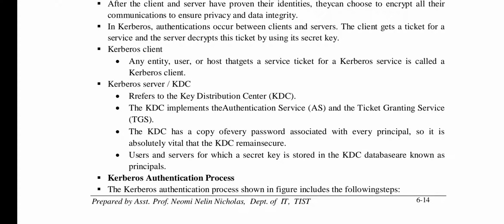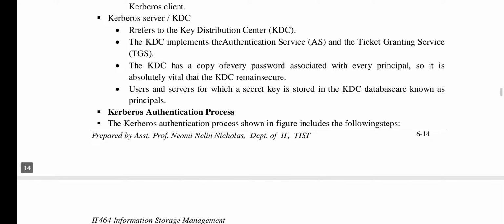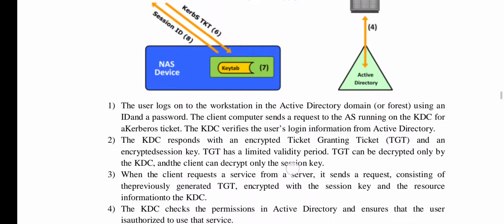Now, what is a principal? Users and servers for which a secret key is stored in the KDC database are called principals. Principals are nothing but users and servers whose secret key is stored in the KDC. So how is the process done? It has the following steps. You can easily follow it from the figure, and the explanation is given.